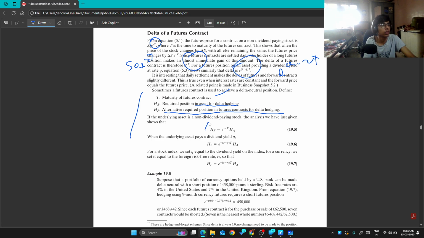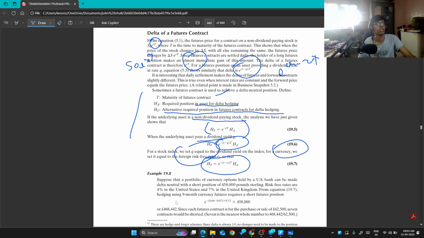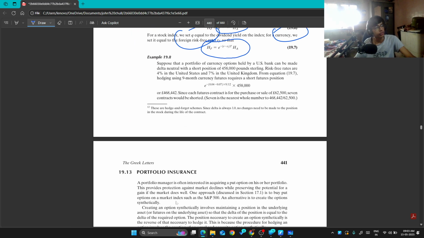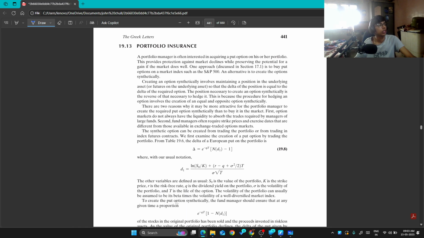So if the underlying is a non-dividend paying stock, then HF equals e^(-rT) HA. And if it is a dividend paying stock, then this formula is used. And if there is a currency option and a foreign risk-free rate, it is this, and the formula is this. It is easy to do portfolio insurance.